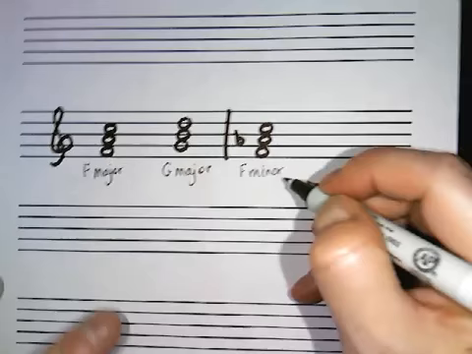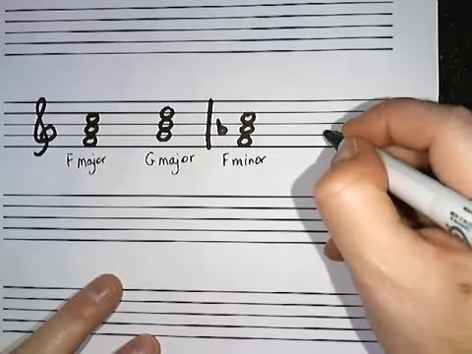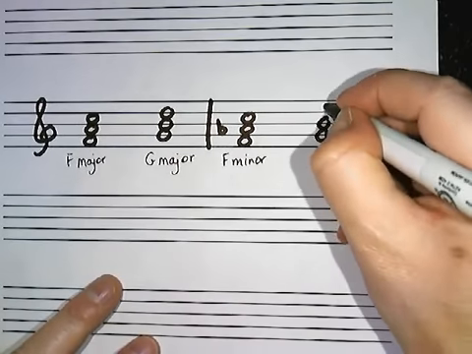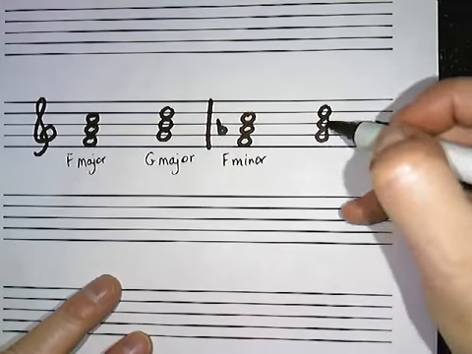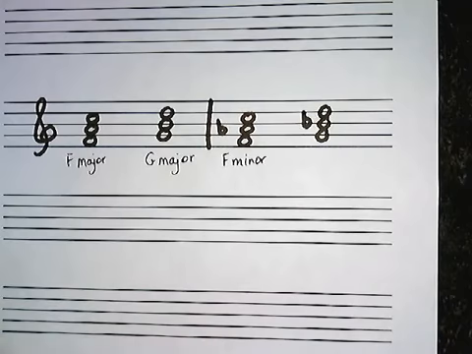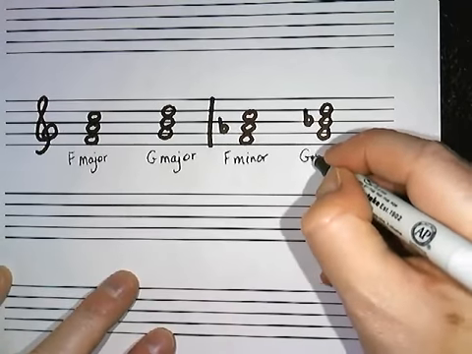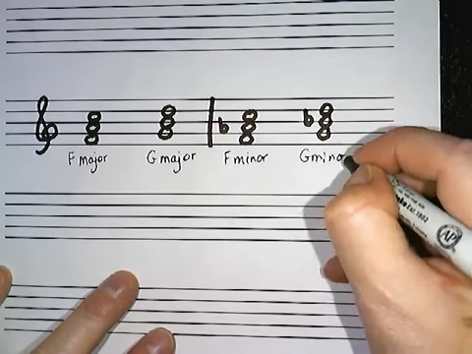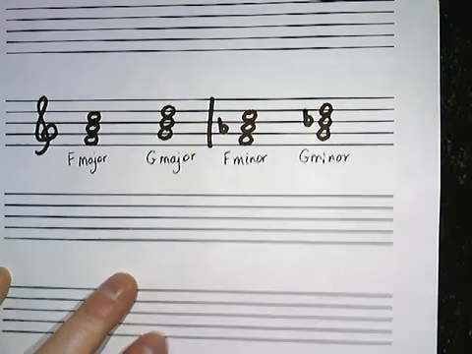And let's do the same thing with our G major triad. I'm going to copy it. And we're going to use an accidental to lower the middle note. So it becomes G minor. Sorry, I'm writing very clumsily here. Okay, so there's G minor.